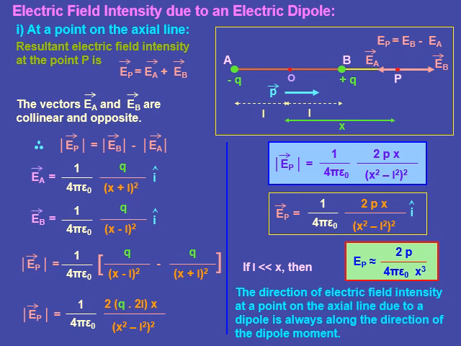The direction of electric field intensity on an axial line due to an electric dipole is always along the direction of the dipole moment. That means the net electric field will be in the direction of the dipole moment. That is a key point that you need to understand. So this was the derivation. Stay home, stay safe, and study well. This topic is completed.